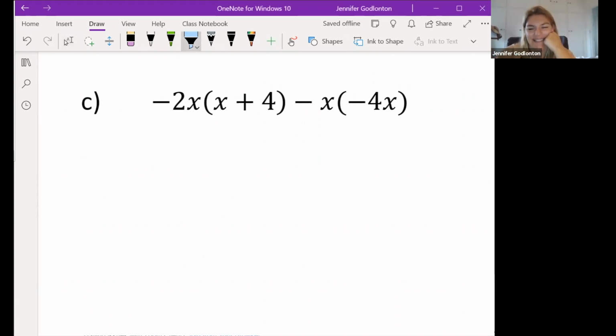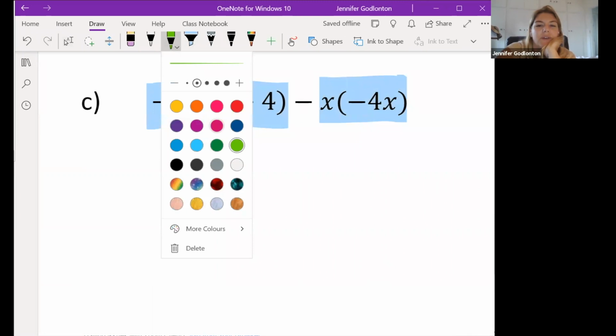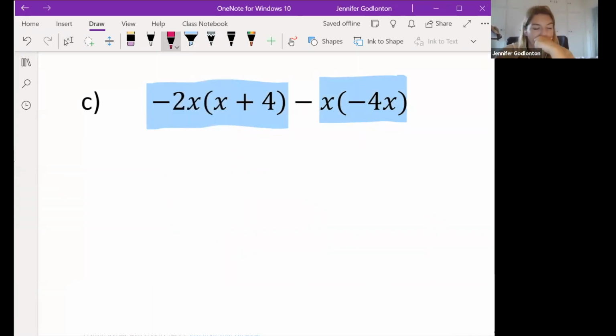Let's go, my pebs. One step at a time, guys. Identify your terms, simplify each term, add and subtract like terms. I'm going to give you one more minute. No, so 4 and 4x are not like terms. In order for them to be like terms, they have to have the same variables and the same exponents.